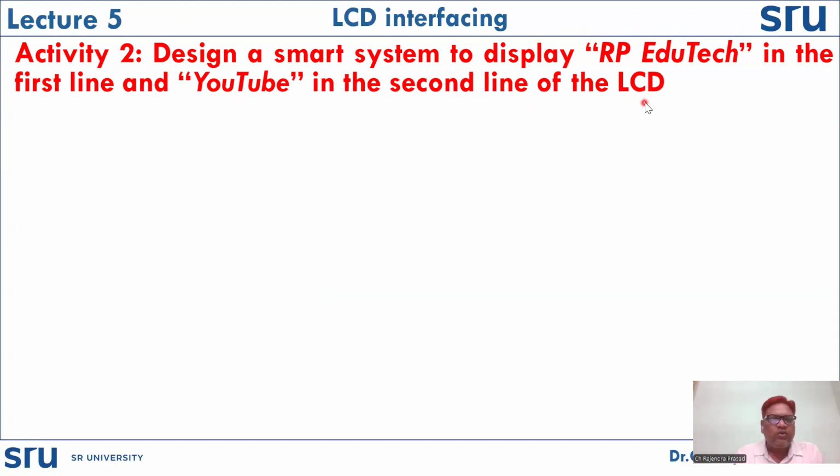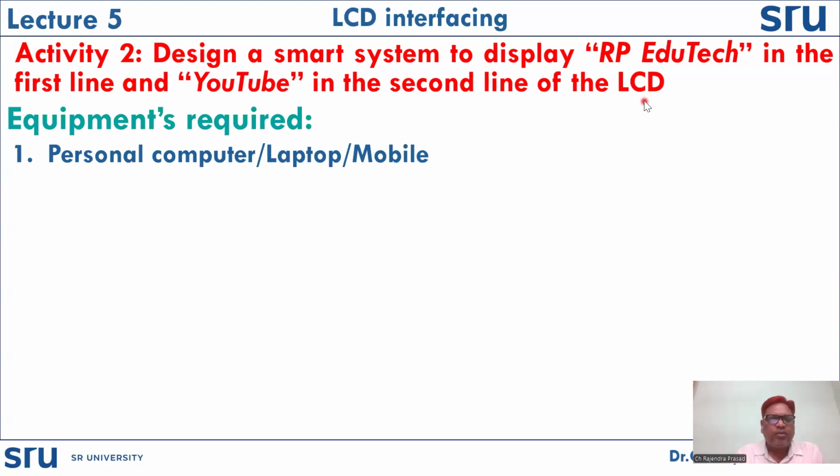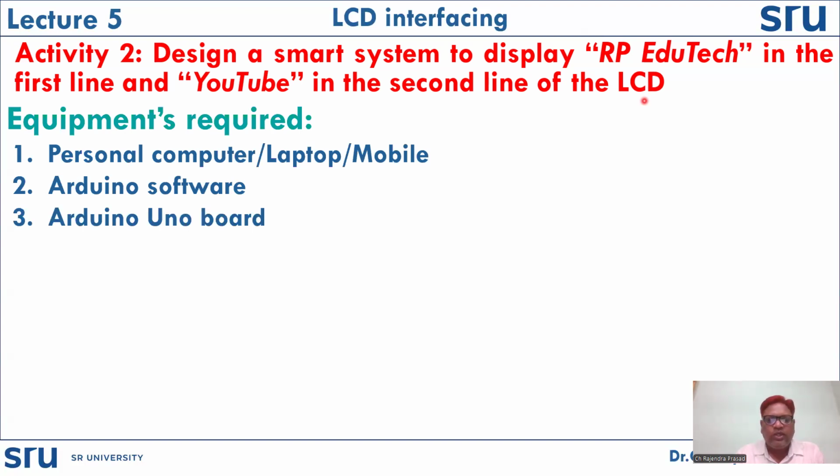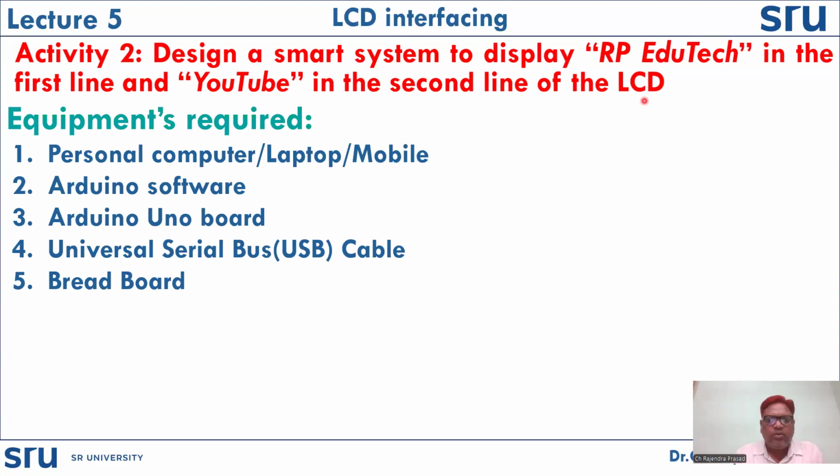So first we will list them out one by one. First we need a personal computer, a laptop or a mobile phone. Then Arduino software is needed. Then an Arduino UNO board is needed. Then a universal serial bus cable is also needed. A breadboard for making the connections and some connecting wires. These are the common components which we require for most applications. But for this application, we need an LCD. And one more important thing we need to remember: when you are using an LCD, it has a backlight. So to connect the backlight, we need one resistor.